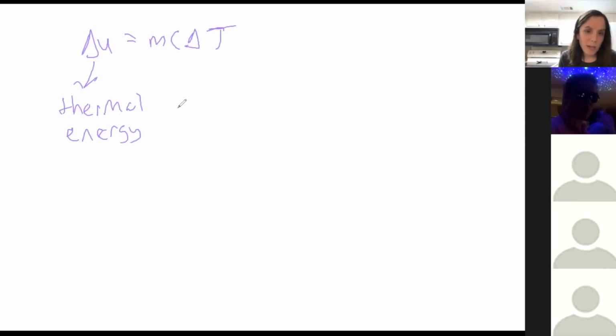So the mass of the glass we were told was 0.4 kilograms. c of glass, look it up on page 318, 840. Delta T, 1 degree Celsius. We're asked how many times we have to slap to get 1 degree Celsius temperature change. So we're told it's 1 degree Celsius for delta T. Put those all in and let's solve for delta U.